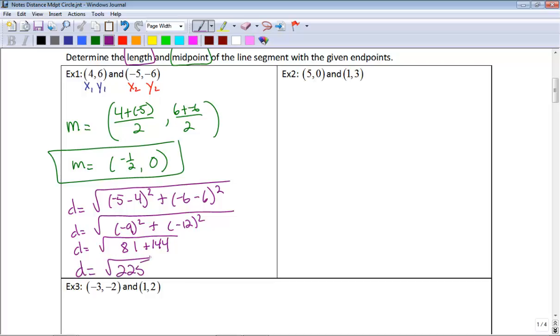And then can I either take the square root of 225 or can I simplify the radical? Well, actually, you can take the square root of 225. That's going to be 15. So the distance between those two points is 15 units. The midpoint is negative 1/2, comma 0. The distance is 15 units.